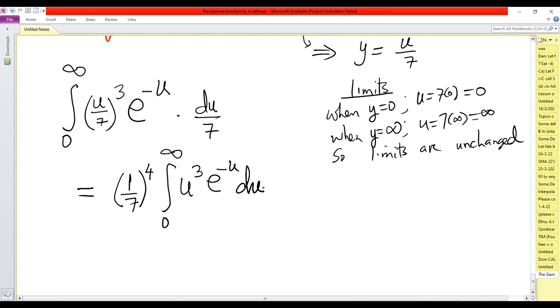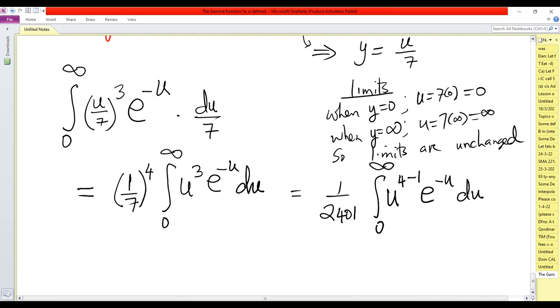Now, 1 over 7, when we raise to power 4, we get 1 over 2401 integral 0 to infinity. Now, 3 can be written as 4 minus 1, e raised power minus u du.